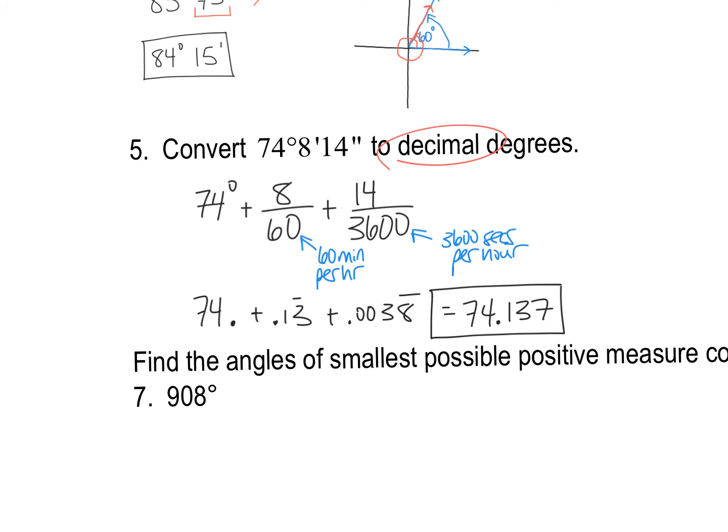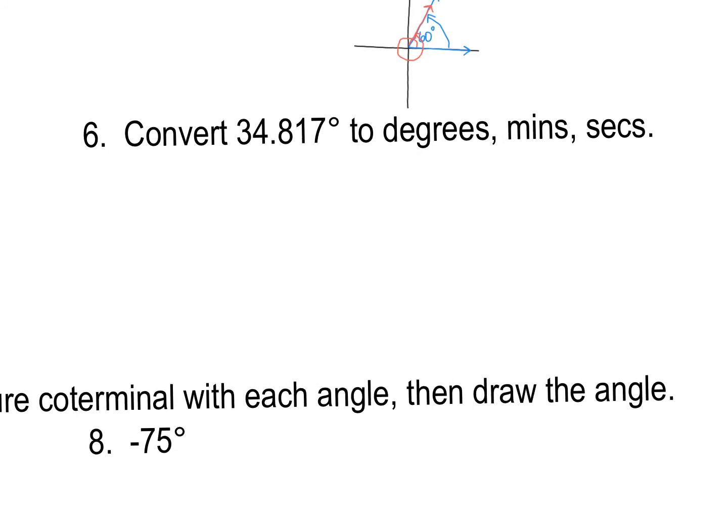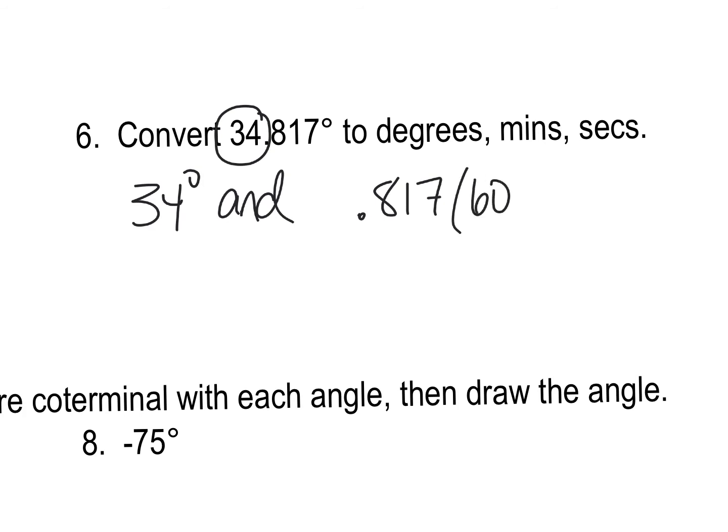The next one is having degrees in decimal form like this, converting it to degrees, minutes, seconds. So this is also kind of weird, but our whole number is going to stay the same here. It's going to be 34 degrees, and I need to go backwards. Remember how I took the minutes part of the last problem and divided by 60? So in this case, what I'm going to do is take the decimal, I'm kind of truncating it, chopping it off, and multiplying it by 60. So it's the opposite of dividing by 60, which we did in the last one.